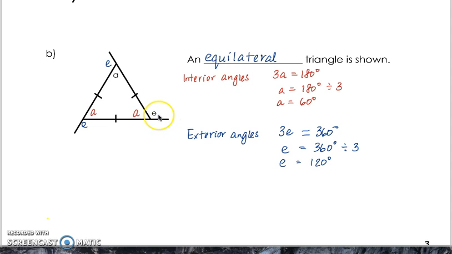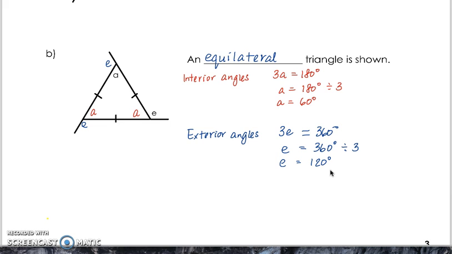And now how about angle E? Well, angle E is outside of this triangle, so it is an exterior angle. Again, because this is an equilateral triangle, this also implies all three exterior angles are equal. So we know that E plus E plus E, or 3E, is equal to 360 degrees. So E can be found by dividing 360 by 3, which is 120 degrees.